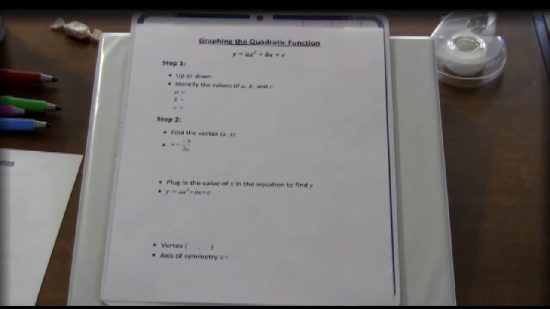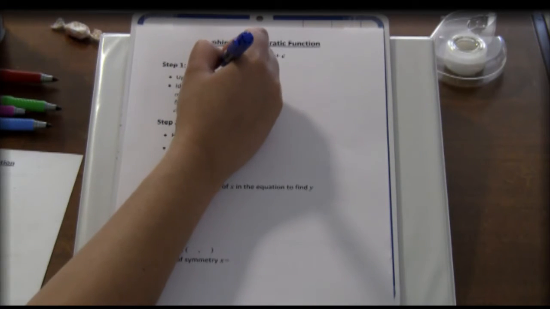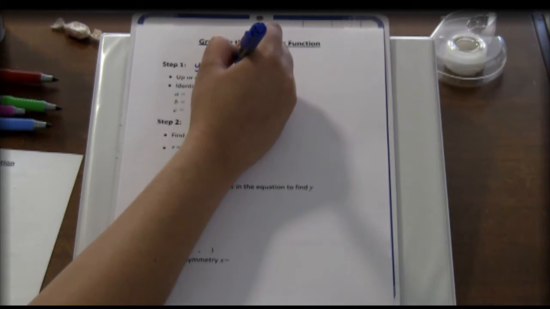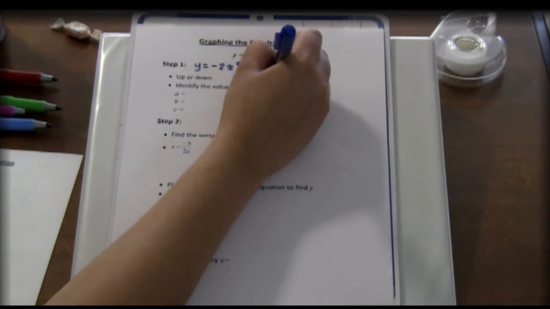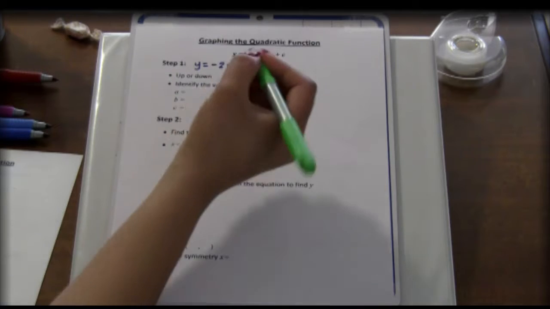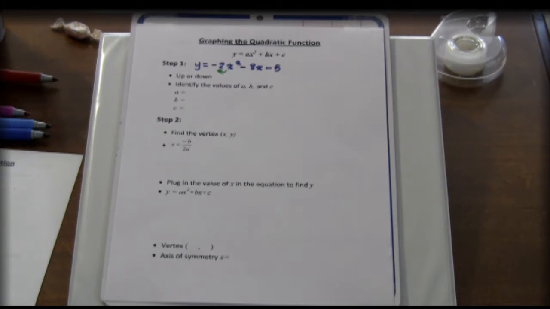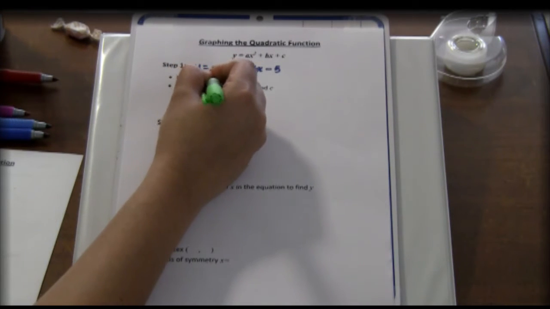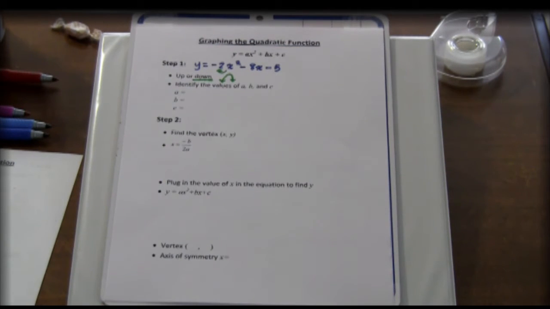So let's start graphing. Our equation that we will be working with is y is equal to negative 2x squared minus 8x minus 5. The first thing that we need to do is determine whether or not this parabola will open up or down. The way we determine this, we look towards the left of x squared. Since this value is negative, it's going to open down. So when you graph your parabola, it will be the sad face.